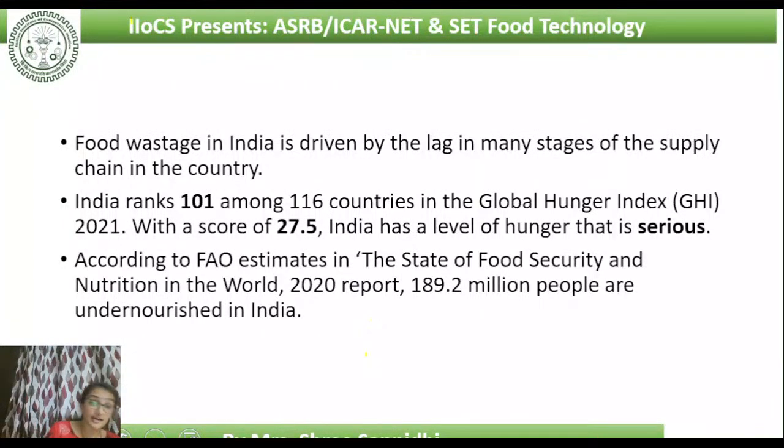India ranks 101 among 116 countries in the Global Hunger Index 2021, with a score of 27.5. India has a level of hunger that is serious. According to FAO estimates in the State of Food Security and Nutrition in the World 2020 report, 189.2 million people are undernourished in our country.